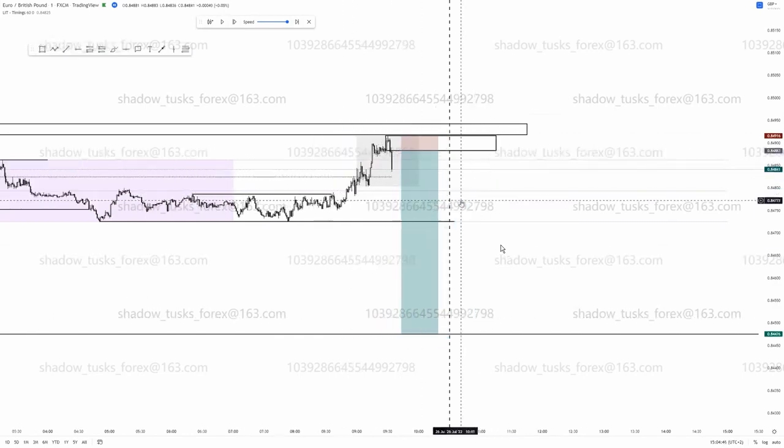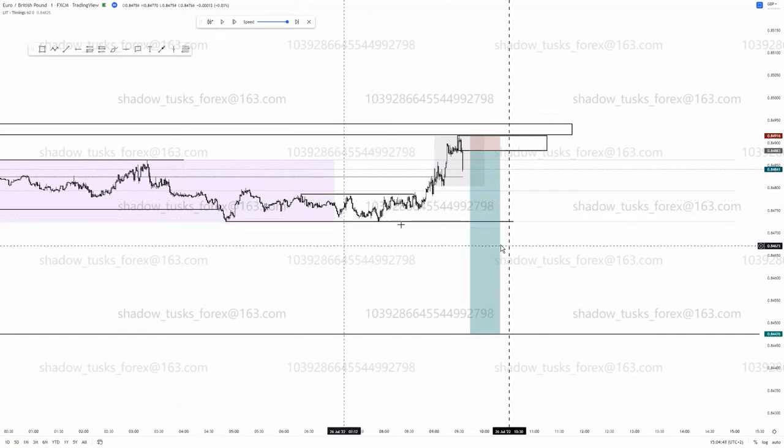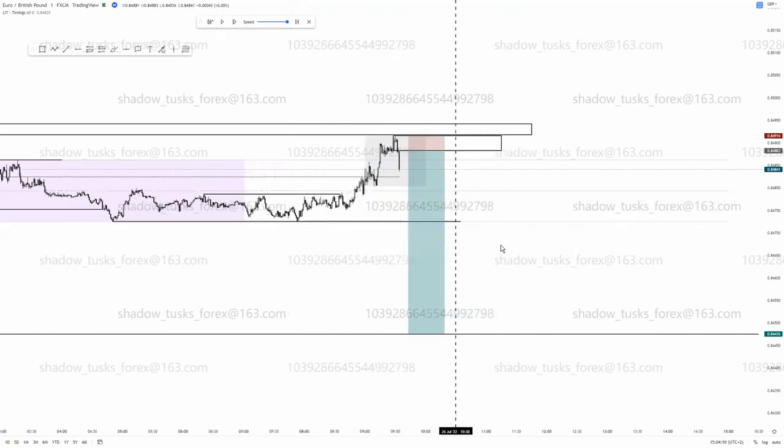Now, you could say, oh, but why not here? And okay, we'll get into this a little bit later, but let's say we took a trade like price comes down, tags us in, and then does that.